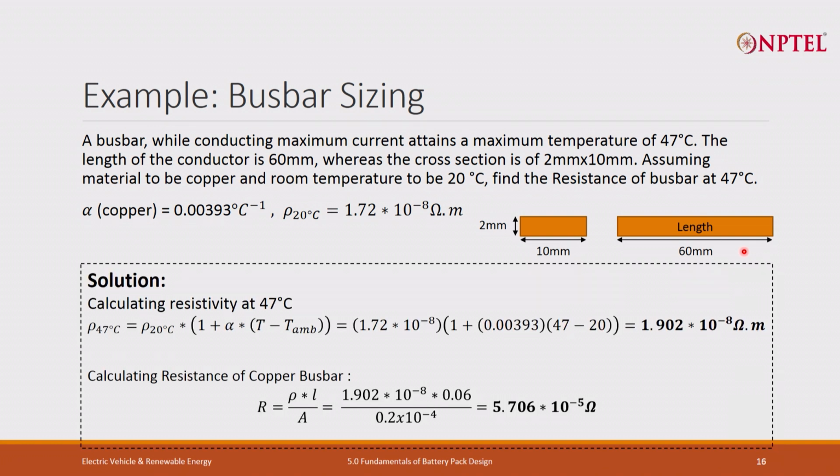Now, if we are going to solve, what do we have to find out? The resistivity at 47 degree centigrade, and that is nothing but resistivity at 20 degree centigrade into 1 plus alpha into (T minus T ambient), where T is 47 and T ambient is 20 degree. So, that is nothing but 1.902 into 10 to the power minus 8 ohm meter. Now, we also know the length. So, the resistance is nothing but R equals resistivity into the length divided by the cross sectional area, which turns out to be 5.70 into 10 to the power minus 5 ohm.